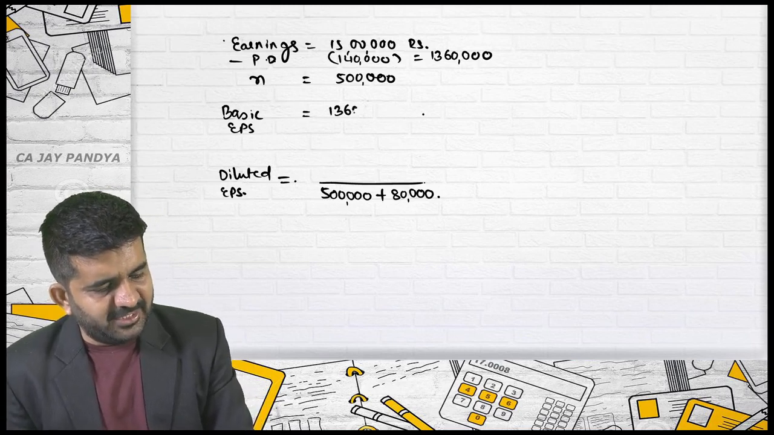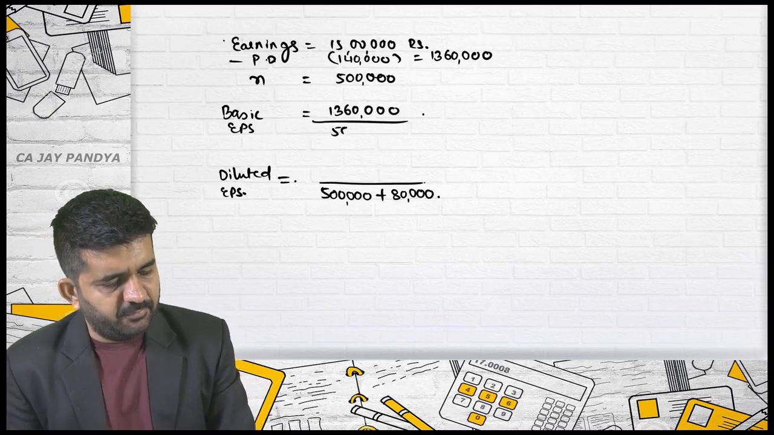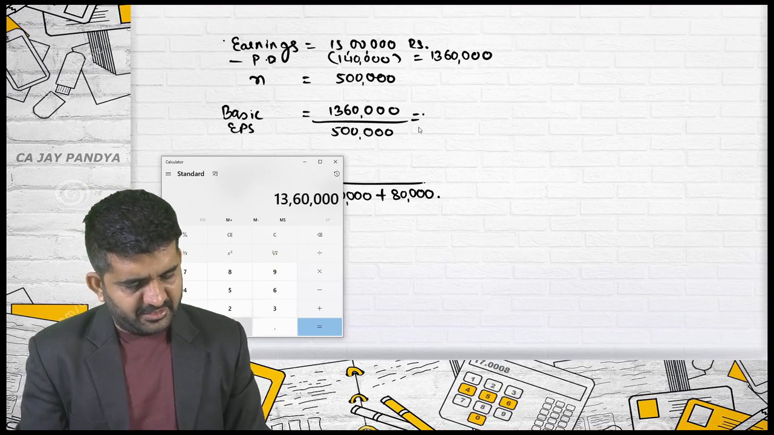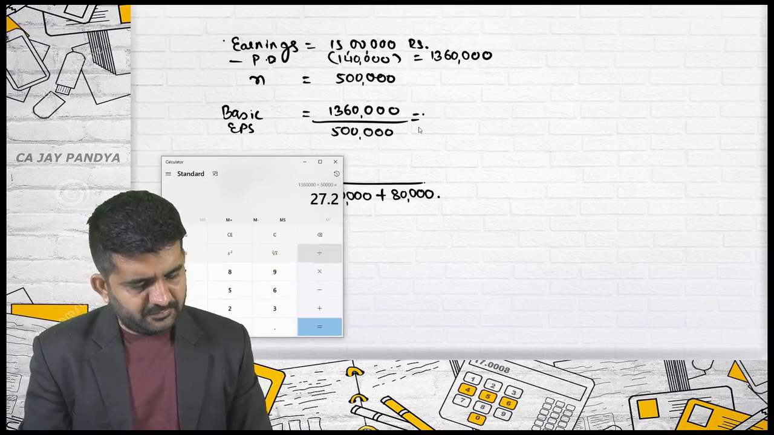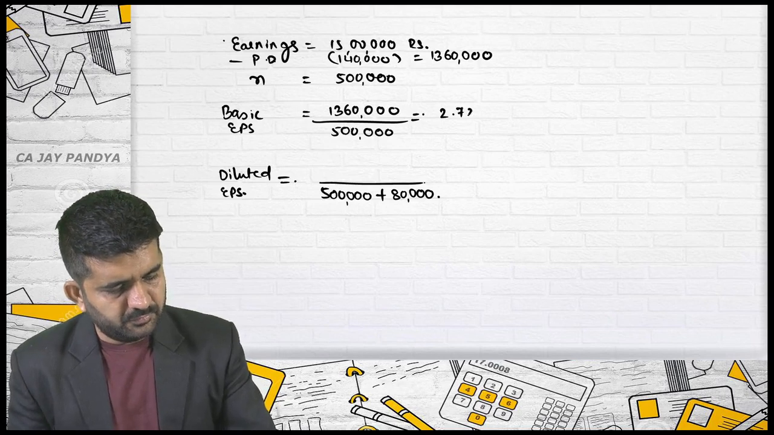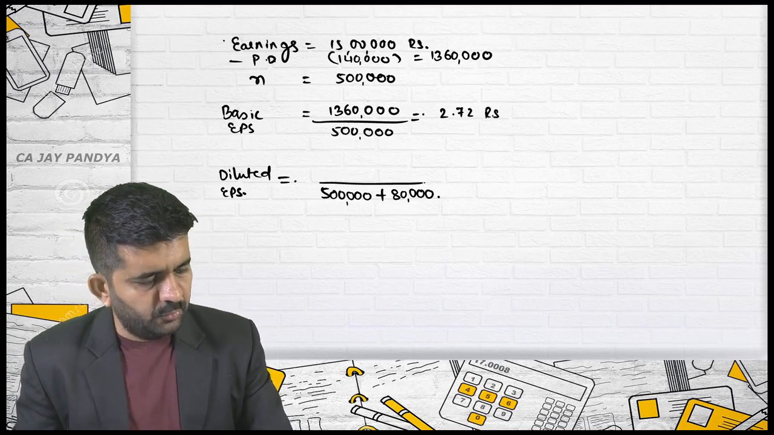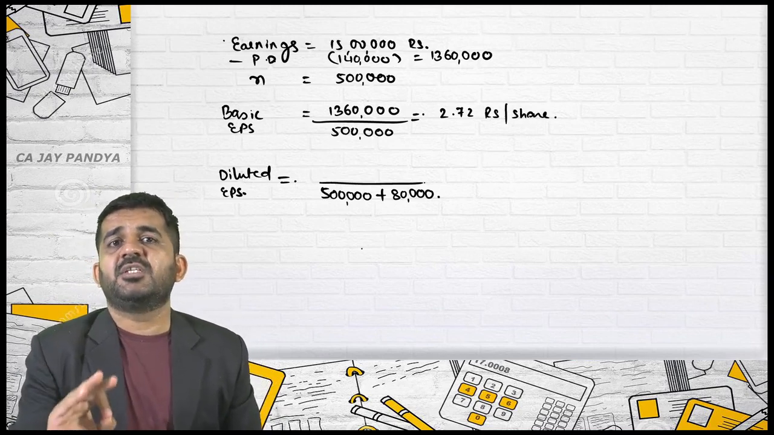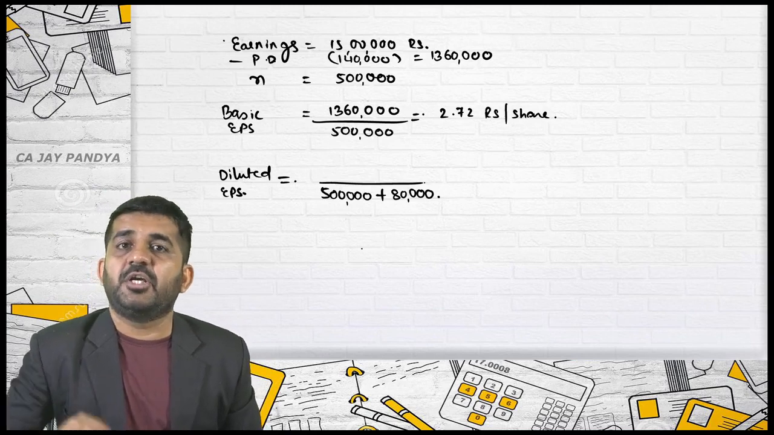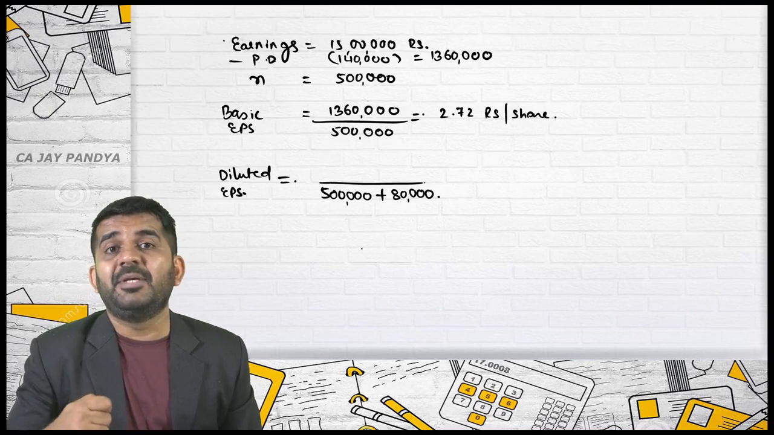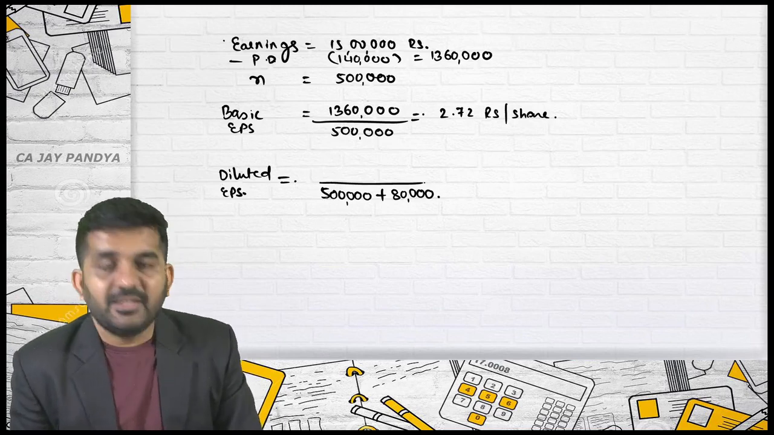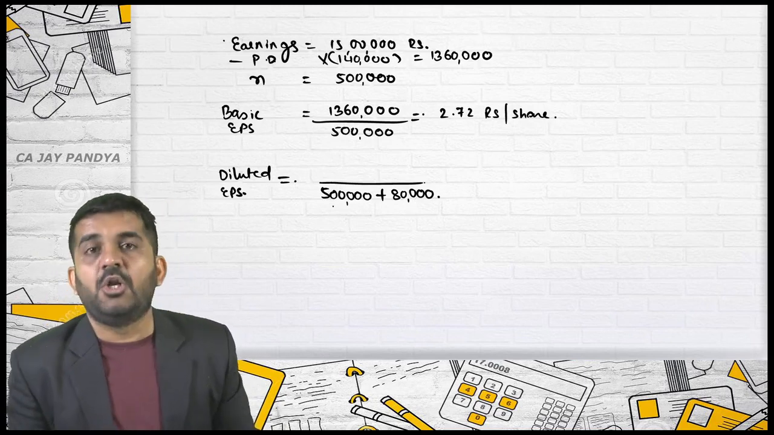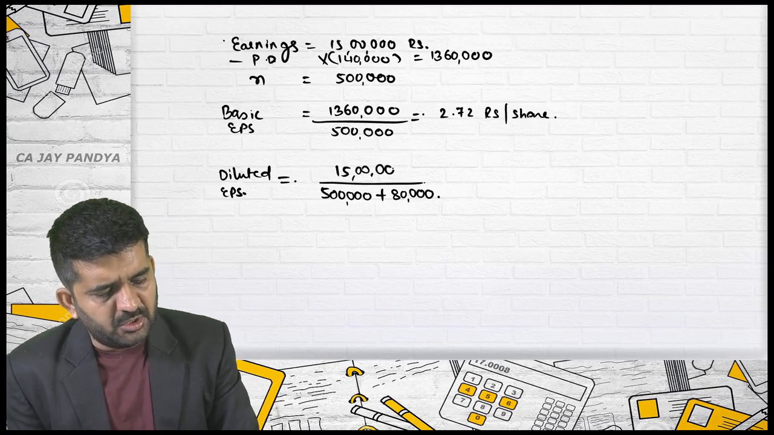Basic EPS will be 13,60,000 divided by number of shares, 5 lakhs, which is 2.72 rupees per share. What is diluted EPS? As I told you, if these preference shares are converted into equity shares, then the EPS is known as diluted EPS. Then number of shares will be 5,80,000, but now this preference dividend will not be paid. So what will be your earnings?